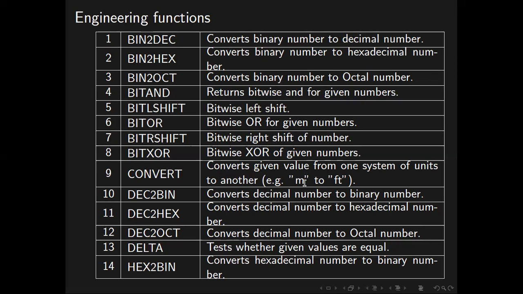Then to bin, decimal to binary. We know this. We give some decimal number, it converts the number into binary. Then to hex, decimal to hexadecimal. Then to oct, decimal to octal.